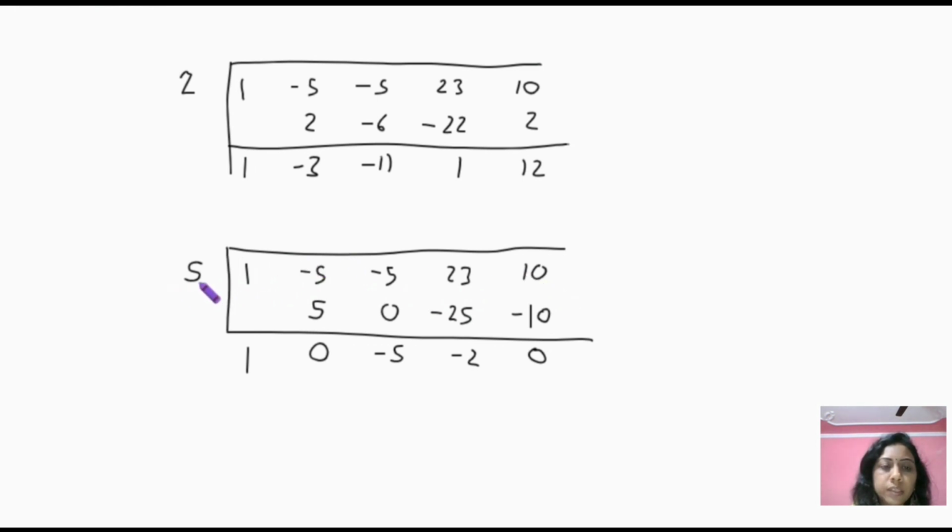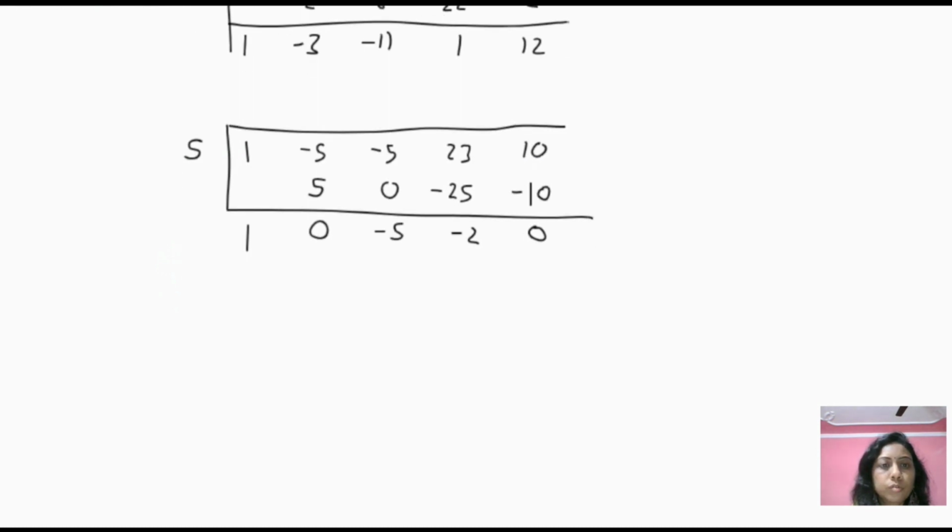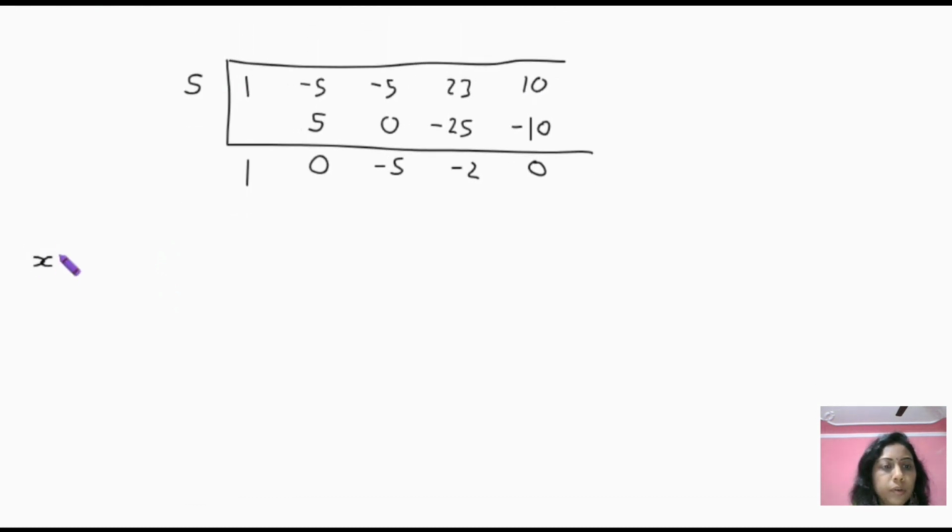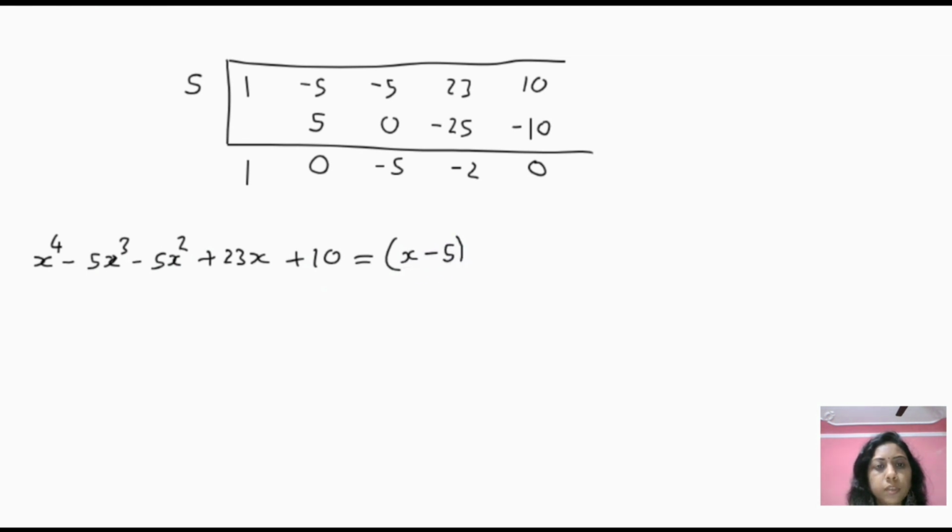According to the factor theorem, we can say x minus 5 is a factor of this given polynomial. Okay, so we can write the given polynomial, x to the power 4 minus 5x to the power 3 minus 5x square plus 23x plus 10, as x minus 5 times the quotient. Here 5 is the zero, so the factor is x minus 5.